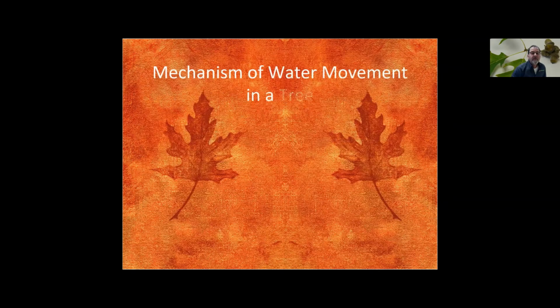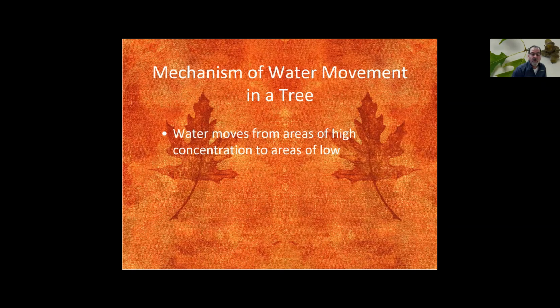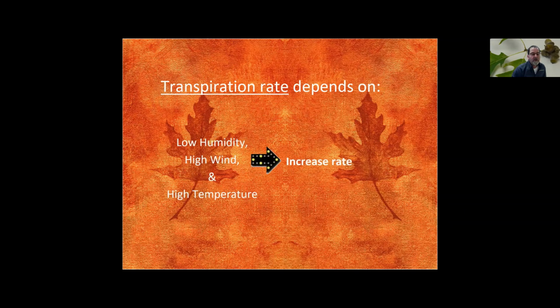The mechanism of water movement in a tree is quite simple. It goes from areas of high concentration to areas of low concentration, no different than a paper towel in a puddle of water, or for that matter, a sponge. As leaf cells dry, they pull additional water from below, constantly going upward. The transpiration rate depends on low humidity, high wind, and high temperature, which will increase the rate of transpiration until such time that it shuts down.